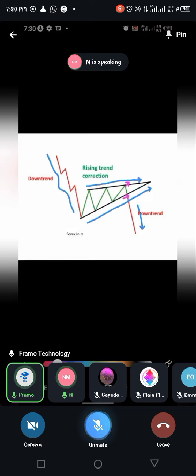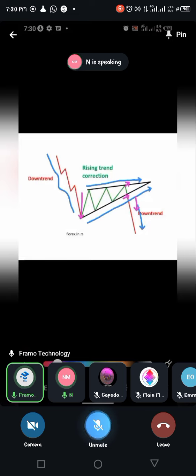Then you take profits. This is how we take profit. You measure the wide mouth of the triangle. Then you bring it here. I hope you are following. You bring it here. That will be your take profit 1. So this is how we trade the ascending triangle.